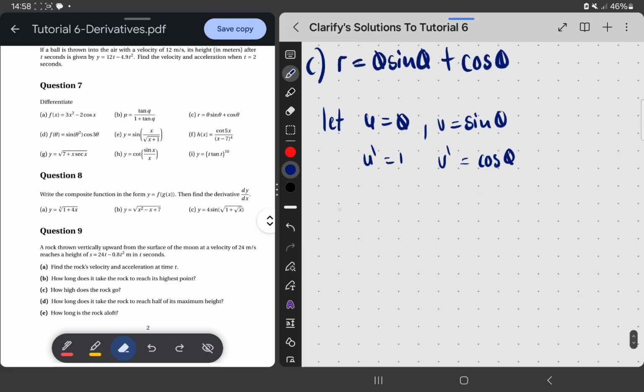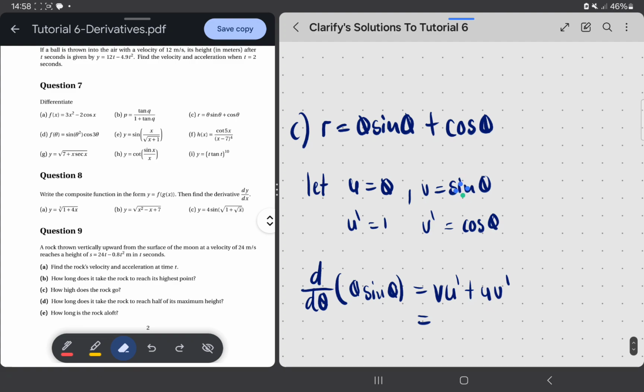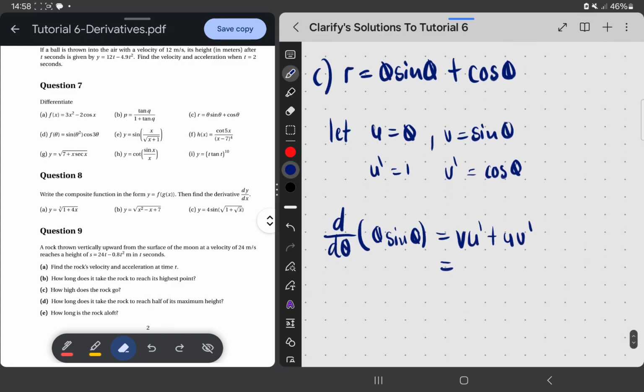So now the derivative d theta of theta sine theta, since they are multiplying, is: you bring the second one, multiply by the derivative of the first, then you bring the first, and multiply by the derivative of the second. They'll be adding. This is the product rule. I'm showing you the longer way. So it's the second times the derivative of the first plus the first times the derivative of the second. Make sure you add.